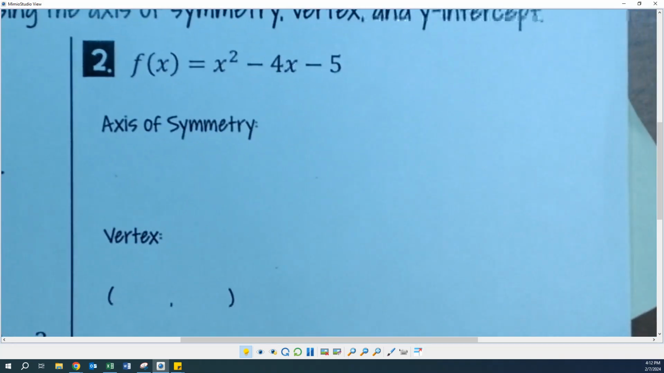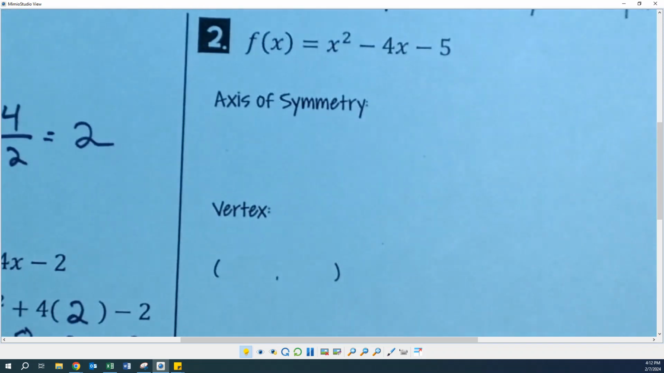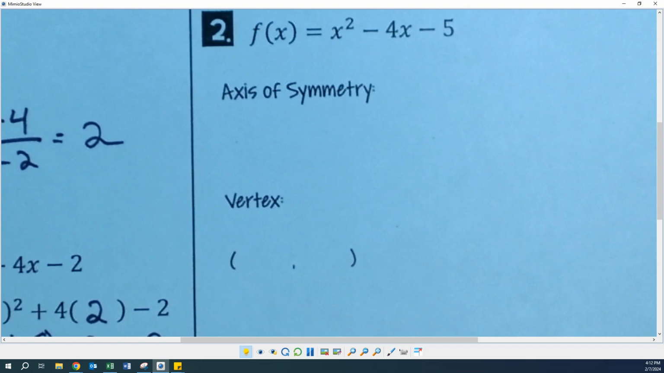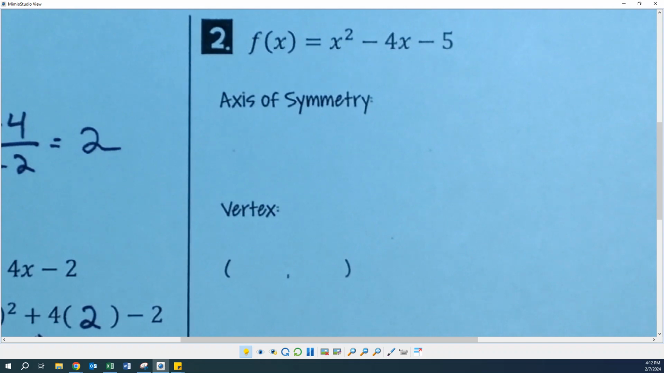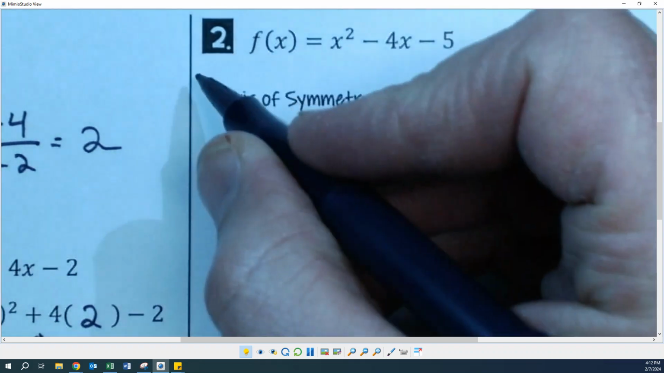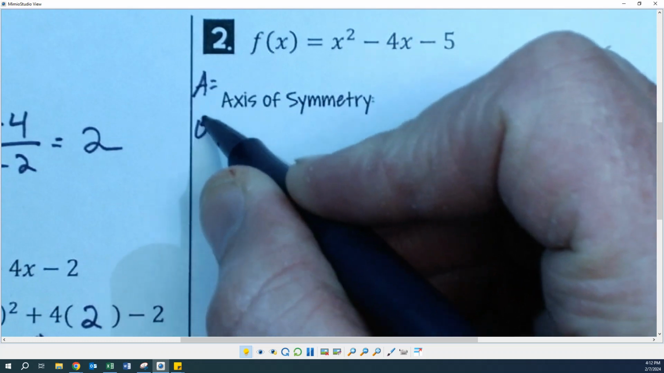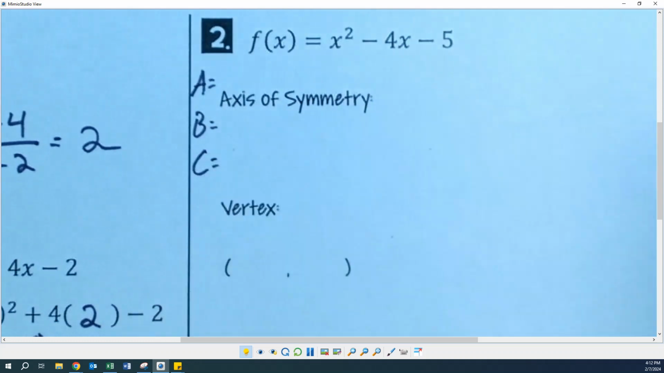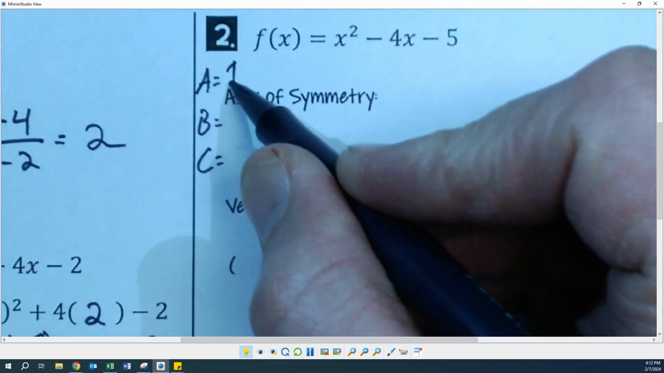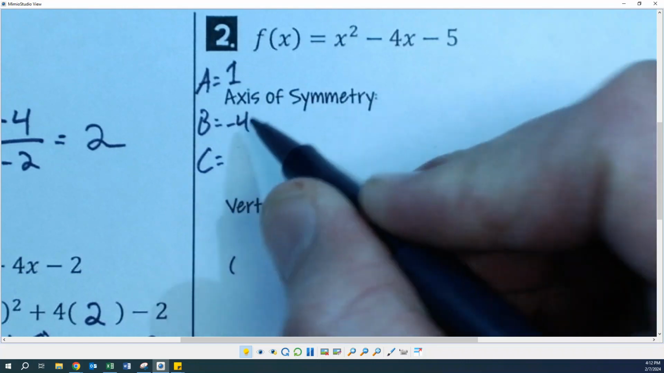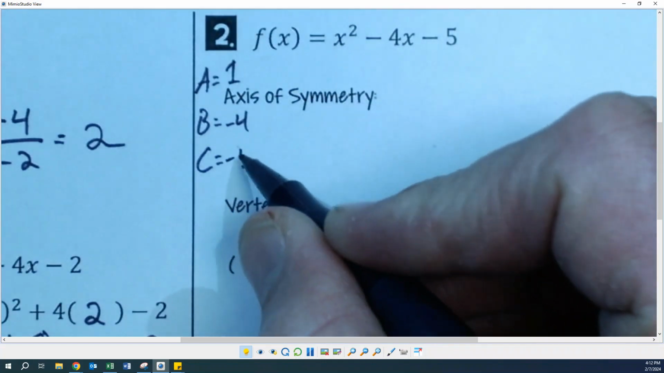I'd like you to pause the video and work as far ahead as you can on problem number 2 and come back whenever you get stuck. On problem number 2, you always want to start with your a, b, c. If you're stuck at this point, follow along. Your a value is 1. Your b value is negative 4. Your c value is negative 5.